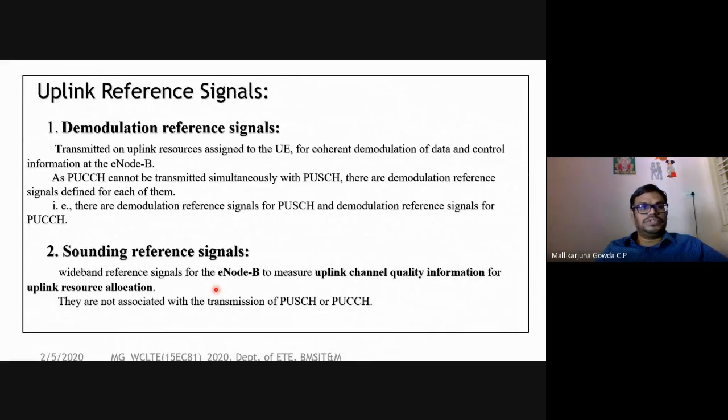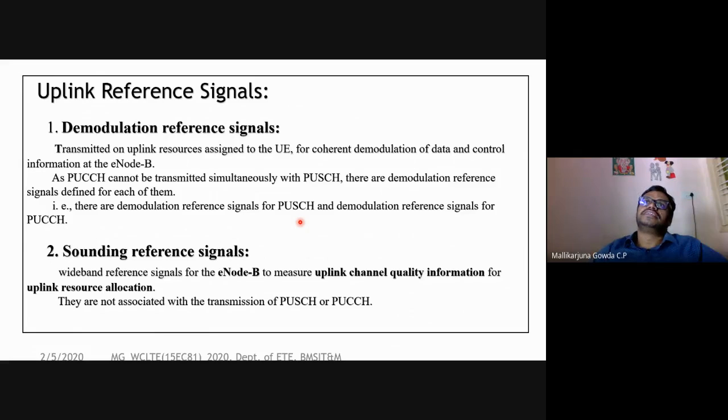Okay. So next, let us discuss the uplink reference signals. LTE supports two different types of reference signals in the uplink. So you are aware of what reference signals are supported in the downlink by LTE? Is it possible to say from your side, anyone, how many reference signals are supported in the downlink for LTE? Yes, some response I need from your side.